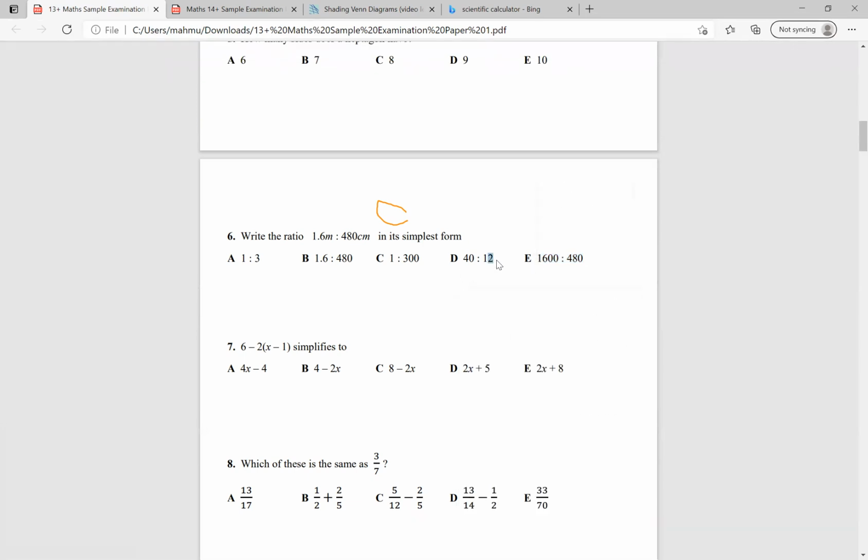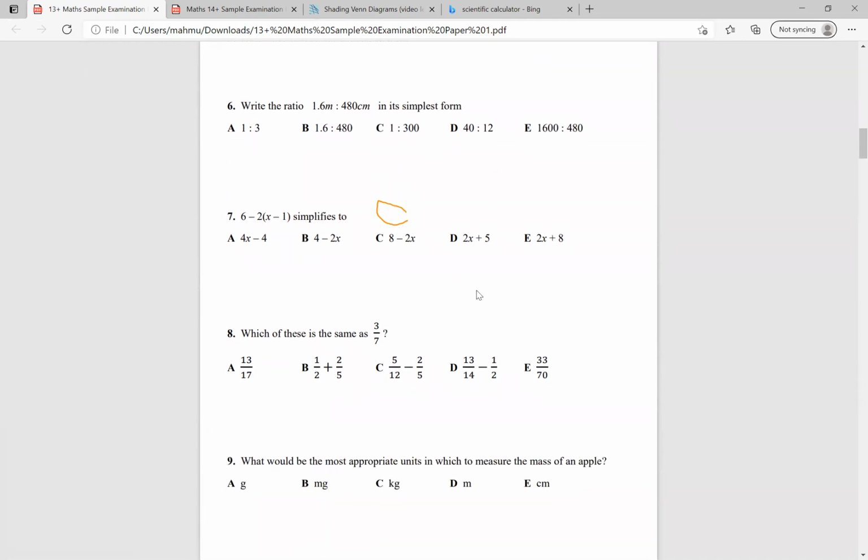No. Can you make 40, 12? No, that'll be too big. Simplify this. This will be 2x minus 2. So 6 minus 2, which is basically, it should be minus 2x. And 6 minus 2 is 4. So 4 minus 2x. That's the one.